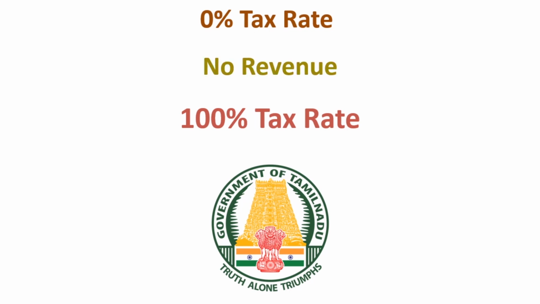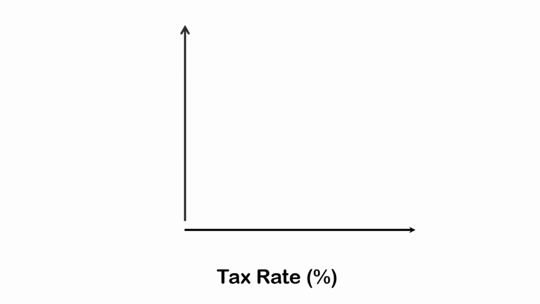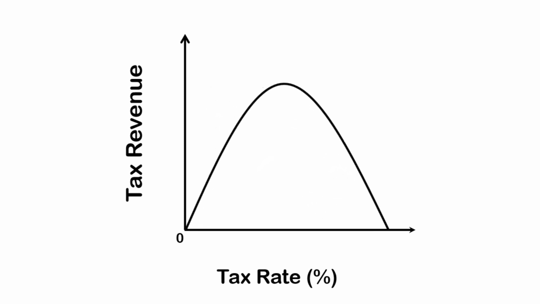Let us see the diagrammatic explanation of the Laffer curve. The horizontal axis shows the tax rate and the vertical axis shows tax revenue. As the tax rate is raised above zero, the tax revenue starts increasing. When the tax rate is at the T1 level, the tax revenue is fixed at the R1 level. This is the minimum level of tax revenue.